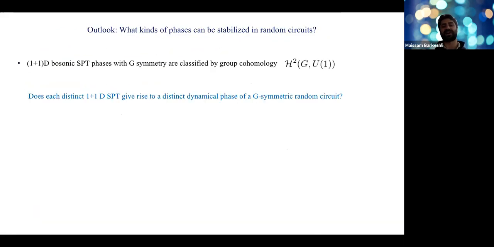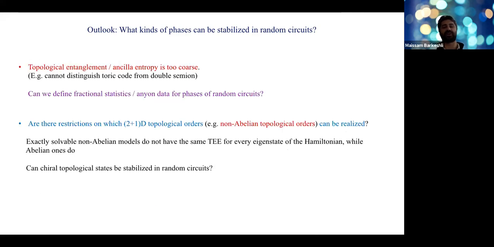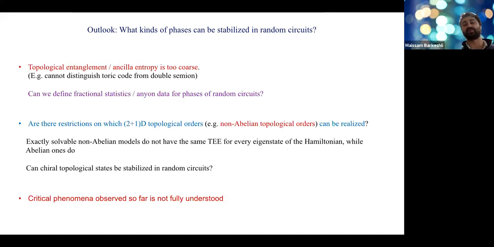So I'll just end with an outlook. Basically, the question is, what kinds of phases and phase transitions can we realize in these circuits? It seems like a huge playground of seeing all kinds of interesting things. Thank you.